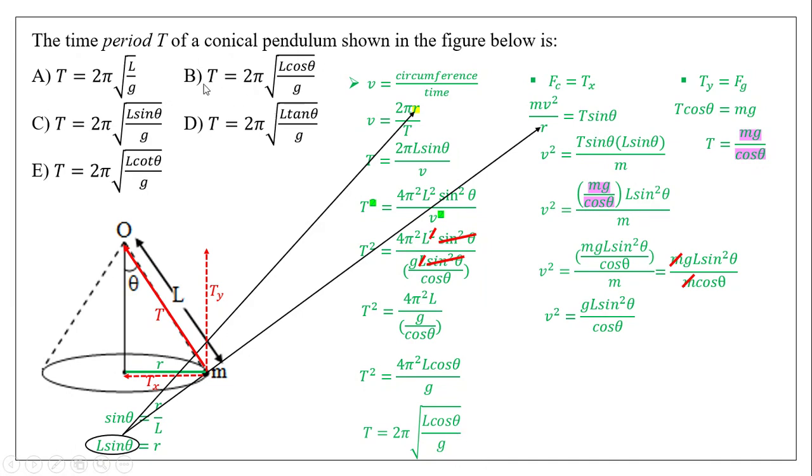And as you can see, this matches with choice B because I see a 2 pi in the front. Well, all of these have 2 pi in the front, right? At the end of the day, this has cosine, and my function has a cosine, so L cosine over g. So the answer is going to be B.